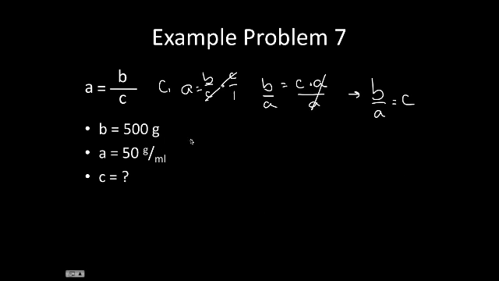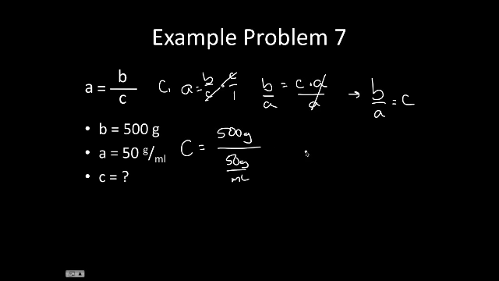All right, so let's go ahead and write it down here, but this time let's put the units in and the numbers. C is equal to B, which is 500 grams, divided by A, which is 50 grams per milliliter. Now, if you got to this point, great. And if you got to this point, you sat here and said, this is really ugly and I don't know what to do, you're absolutely right. This is ugly. Why? Because we have a fraction in the denominator of a fraction.